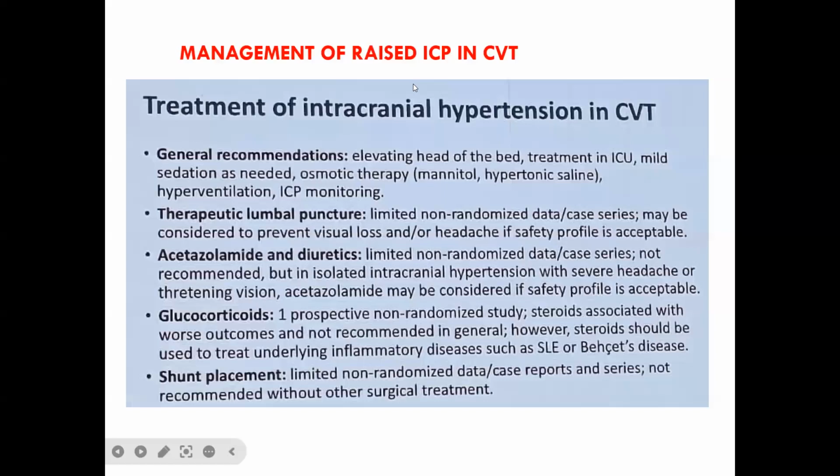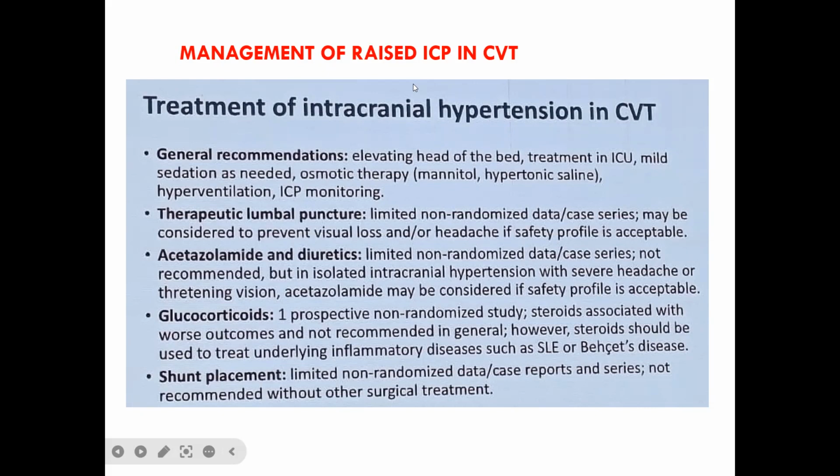It is not indicated in all patients. If the patient is having threatening vision loss, in that case we can do it safely. Acetazolamide and diuretics also have not proven a good role unless the patient is having visual deterioration. And glucocorticoids are strictly contraindicated. You can give them in a case of inflammatory disease like SLE or Behçet disease that are causing the cortical venous thrombosis. And shunt replacement is also not recommended.